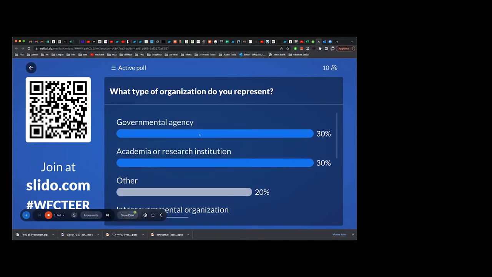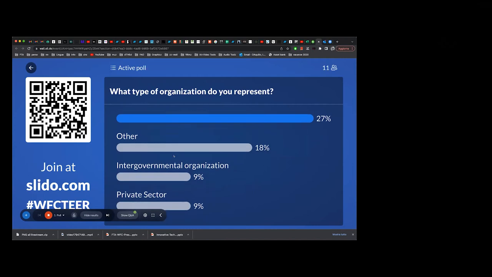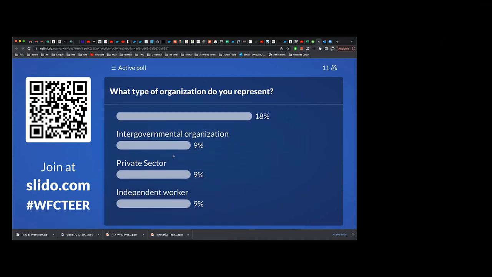So it's not necessarily divided between who is online and who is in the room. So we have sort of a joint panel here. Yes. Okay. Mostly governments, academia, and others, and interestingly, some private sector.